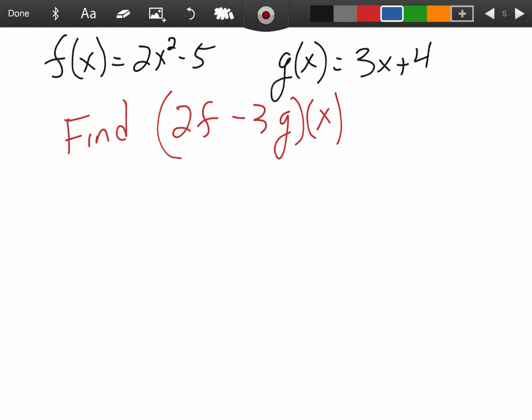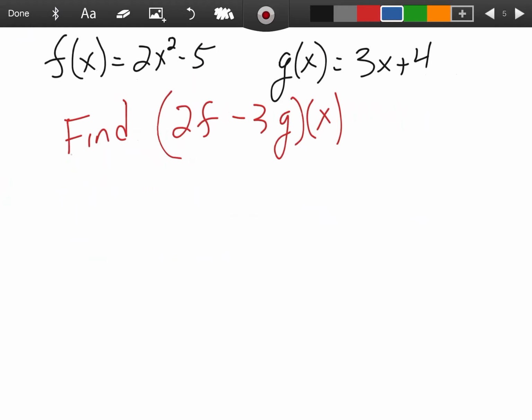Now we have two more examples that I'm going to show you guys. These are not function composition. All right, these are just kind of different operations that we can perform on two functions.